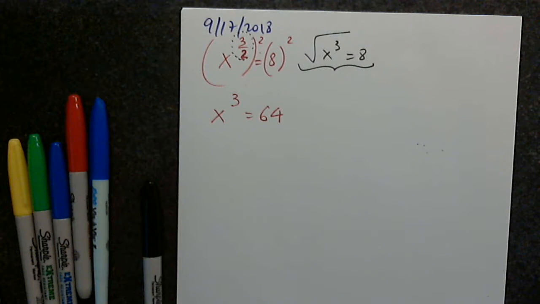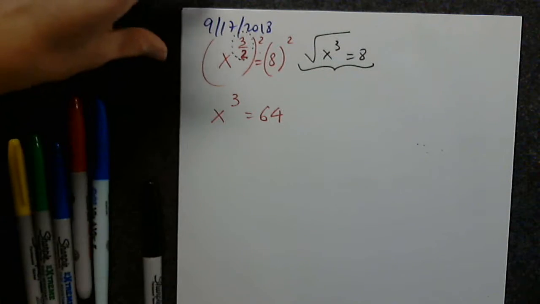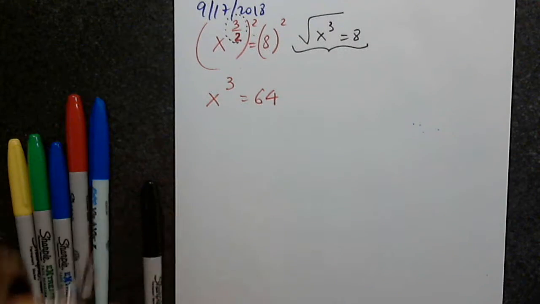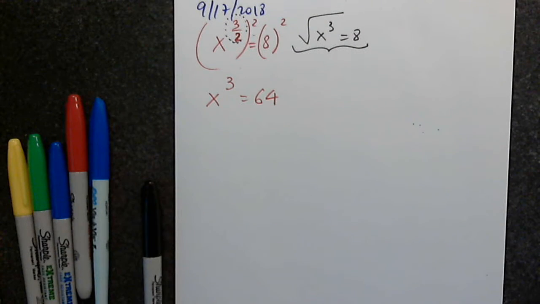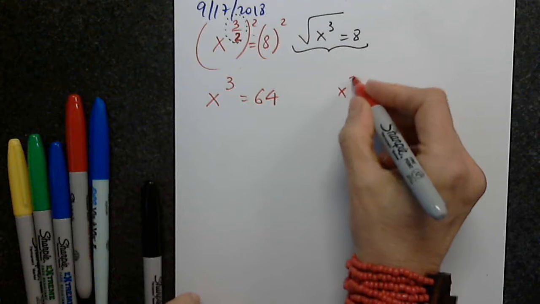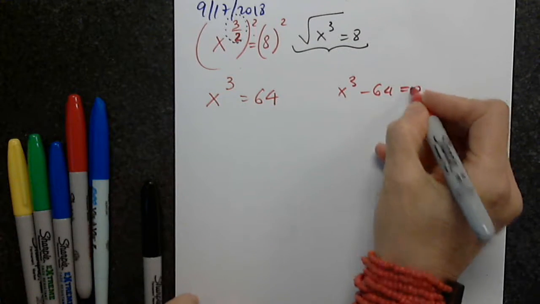3. That's it. I don't know what the requirements of the problem are, but the problem could request us to find only the real solution. If it asks us to only find the real solution, then I will take the cube root and I'm done. However, this is a polynomial equation. I know it has 3 solutions, mandatory. So I will move 64 to the other side. I have x cubed minus 64 equals 0.